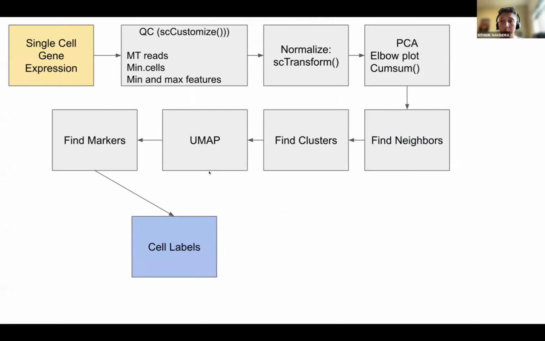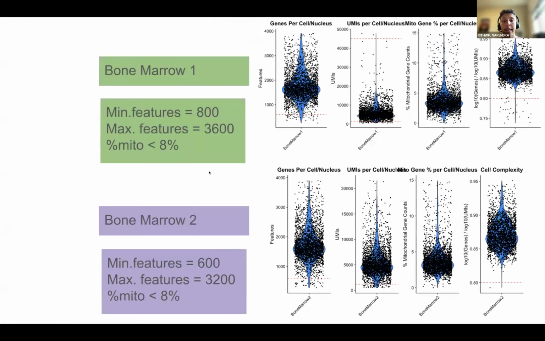I used scCustomize to get a bunch of QC metrics, including mitochondrial reads. I normalized with SCTransform, and I used a mathematical approach to determine the number of PCs. And then everything else is similar to what everyone else did, and I'll go through and hopefully show some visualizations so that you can see the work that I was able to do for this project.